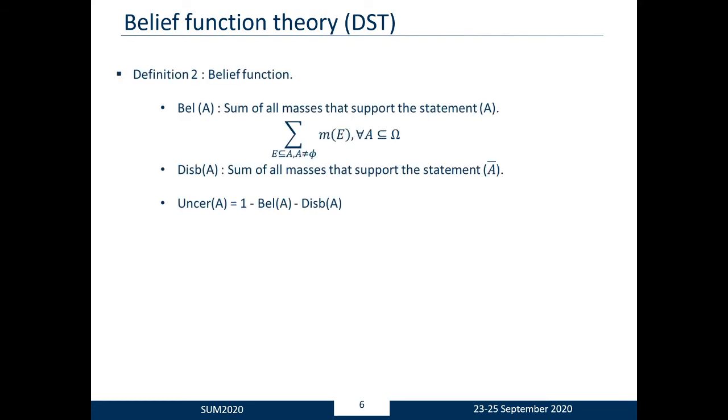Here we are going to define the belief function. A belief function represents the summation of all masses that support the statement A, and in the same way the disbelief function represents the summation of all masses that support the negation of the statement, and we can deduce the uncertainty function by using the belief and disbelief functions.